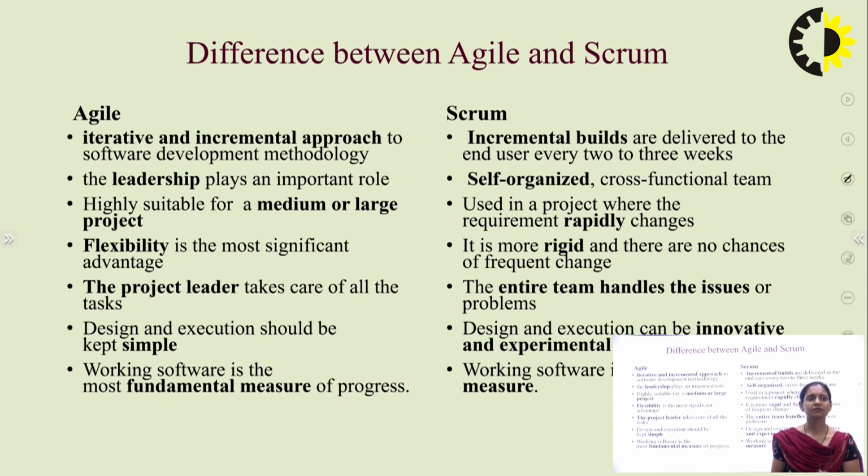Now, in Agile, working software is the most fundamental measure of progress, whereas in Scrum, working software is not the fundamental measure. Here, the thing is that a sprint is to be produced. It could be in a workable or non-workable manner because the user may not be involved in each and every Scrum. Thank you.